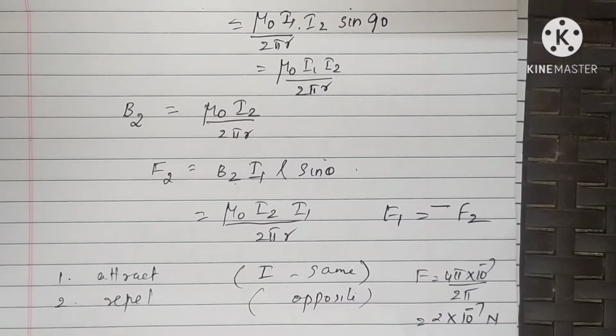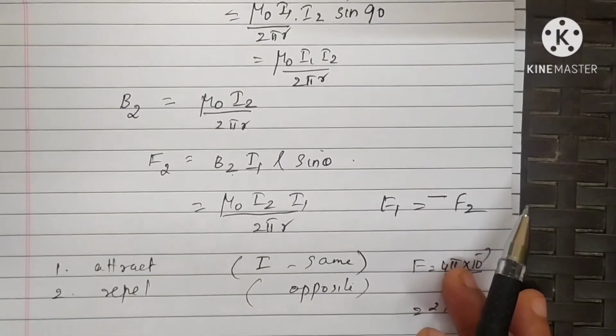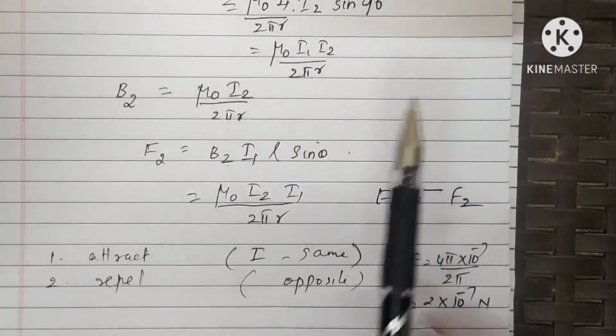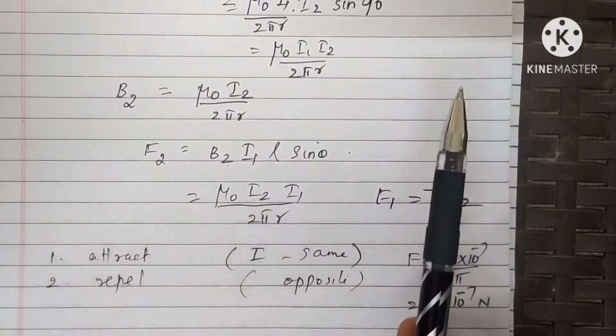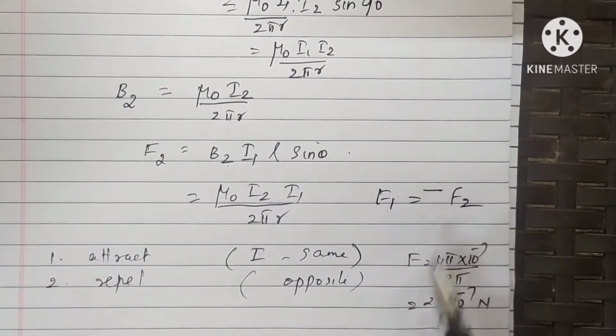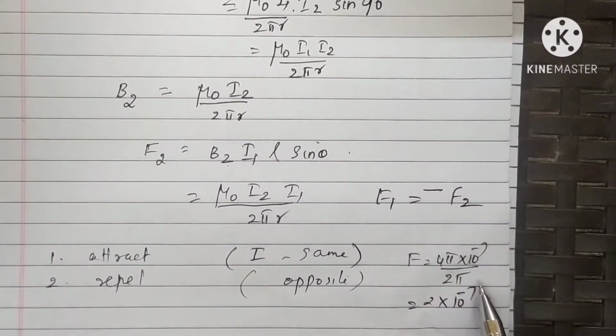Now, how will you define ampere? That is, ampere is that constant current which, if maintained in each of the two straight parallel conductors of infinite length and of negligible area of cross section, and placed 1 meter apart in vacuum, would produce a mutual repulsive force equal to 2 into 10 raised to minus 7 Newton per meter length. Clear? So we are taking I1 and I2 as unity, then r as unity.